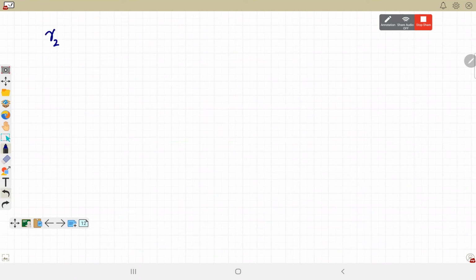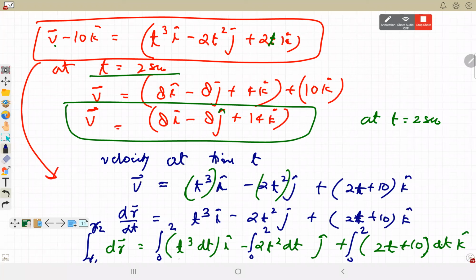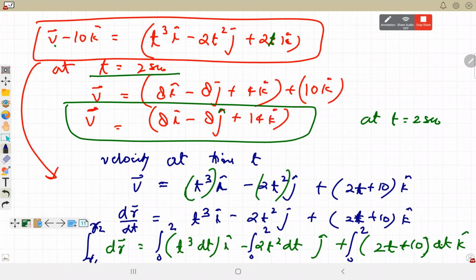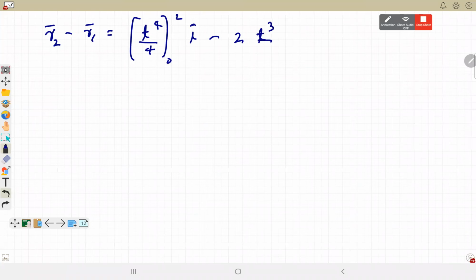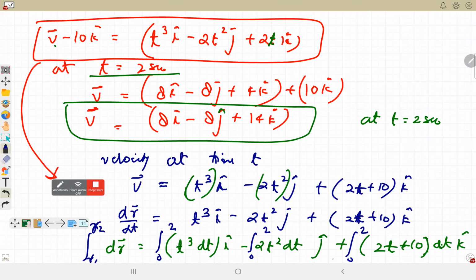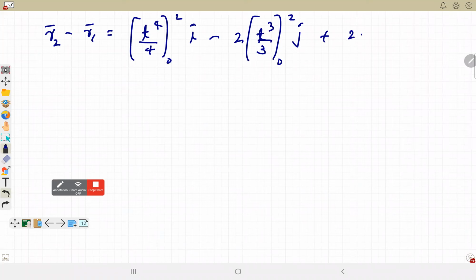लेफ्ट में तो आ जाएगा r2 vector minus r1 vector. On the right hand side t cube integration is t4 by 4, and this has to be integrated from 0 to 2. Second term था 2t square. T square integration is t cube by 3, limit from 0 to 2, j cap, and plus 2t square by 2 plus 10t times k cap from 0 to 2.